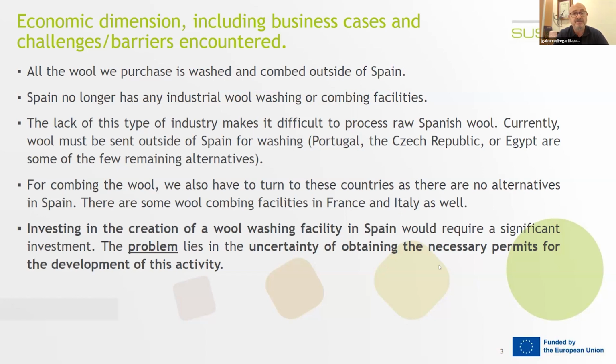Mostly the washing and combing facilities right now are in countries where the costs are lower and the legislation is not so strict as here. It can be Portugal, the Czech Republic, even Egypt for the washing. Or for the combing, it can be France or Italy. Combing is not the big issue. The big issue is the washing of the wool.